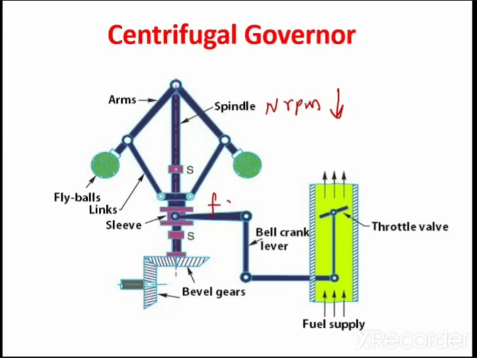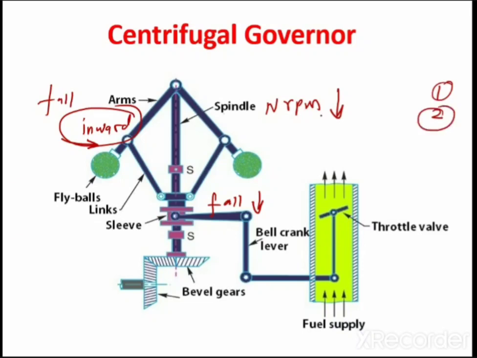The sleeve will fall. Fall will what? It will move downward, and these fly masses will move inward. They will move inward means what? They will also start falling. So these are nothing but the two positions. These are called position number one and position number two. Which position? The position of the fly masses.